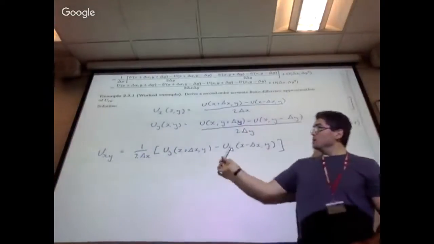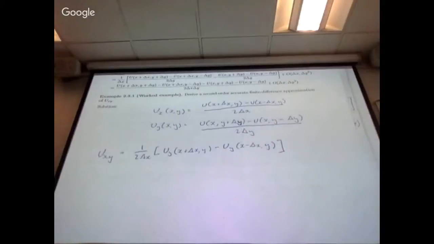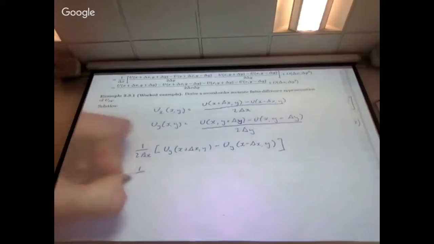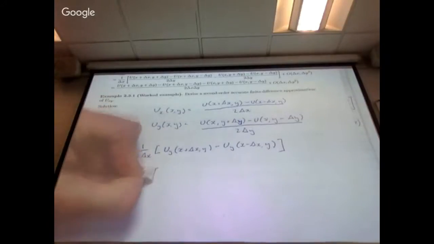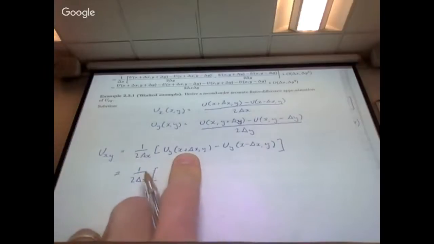Then, both of these, I've got to input this central difference for. So this one, remember the x stays the same, so both of my terms here are going to have x plus delta x in it.